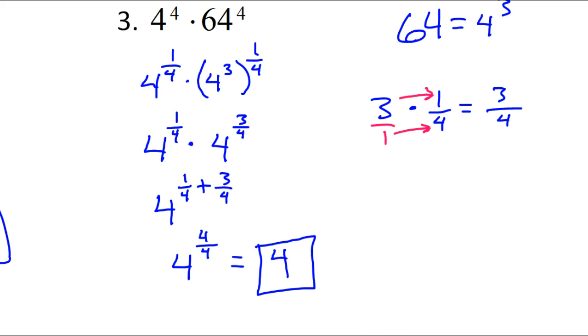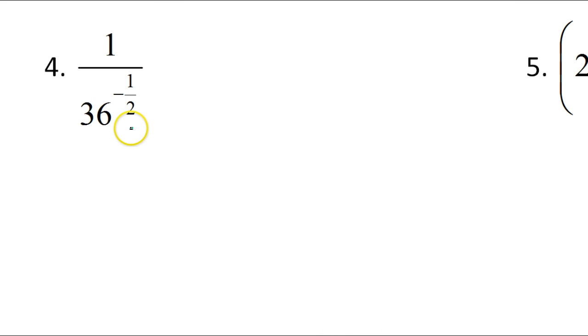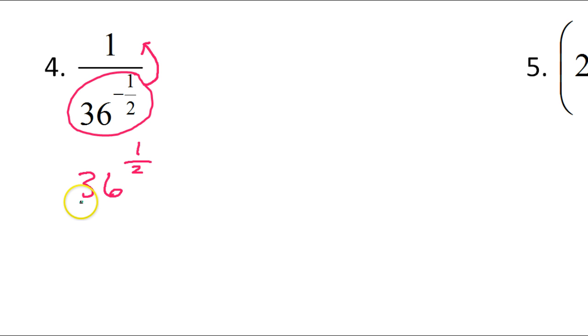Okay, let's go on to number 4. Oh, look, what do we have here? A negative exponent. Now, hopefully you have not forgotten that when you have a negative exponent, that means this expression is on the wrong side of the fraction, and it must be moved. So it's going to come up and become a positive exponent. So up in the top, this will become 36 to the positive 1/2 power.